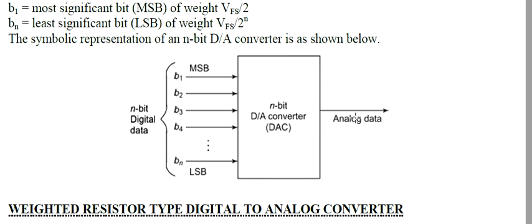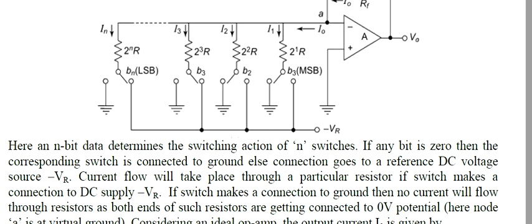There are two types of digital to analog converters: weighted resistor type and R-2R ladder. The first type is the weighted resistor type digital to analog converter. This is the circuit diagram of a weighted resistor type DAC. In this we are using different resistors, and each resistance has a different value, that is 2^1, 2^2, 2^3, etc., 2^n. And there is an op-amp in summing amplifier configuration.